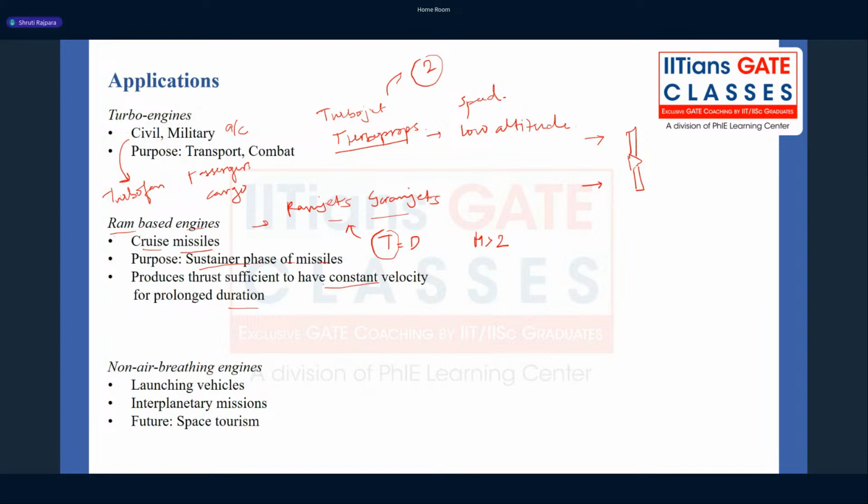Whereas non-air breathing engines are used as launch vehicles, in interplanetary missions, and in some cases as missiles too, where it goes into outer space and then comes back like a re-entry vehicle. We can use non-air breathing engines in that case. In future, we can use them for space tourism as well.